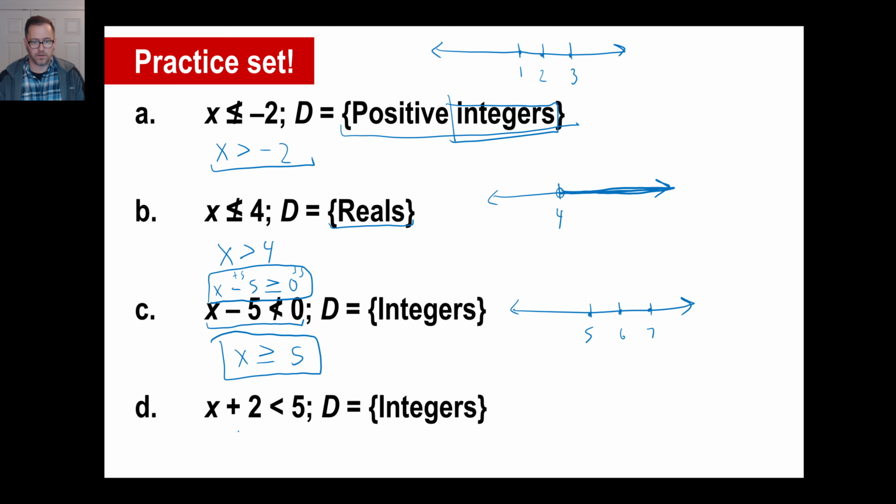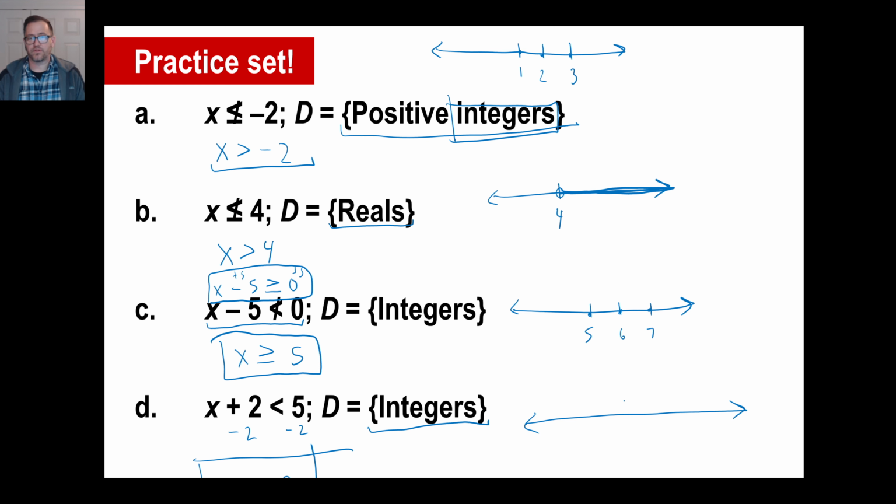Okay, well, let's look at our inequality. We're going to take away 2 from both sides to make it work. And now we have x is less than 3. All right. What are we allowed to use? We are allowed to use integers. That's the domain. Okay, so real simple number line, less than 3, integers.